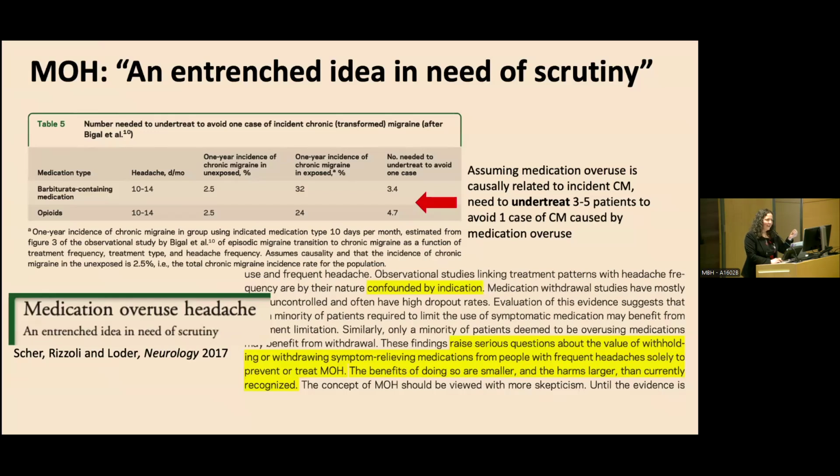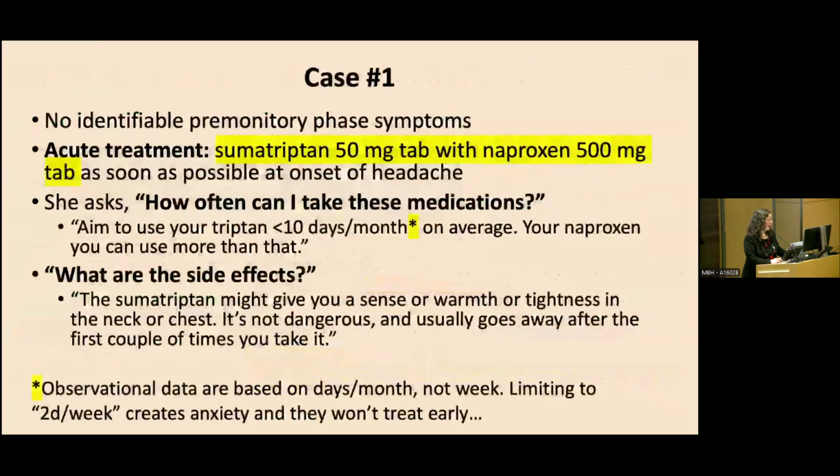So give a little bit of a pause before you worry too much about this. I'm not saying throw it out the window. I'm just saying dial it down in how much we counsel patients about this. So back to our patient, she's got the sumatriptan with the naproxen, and she asks, how often can I take it? This is what I say. This is why it's in quotes. So you can use your triptan, ideally fewer than 10 days per month on average. But if you have a bad month where you need to take it more than that, it's fine.